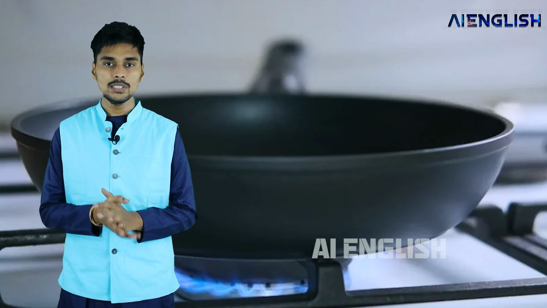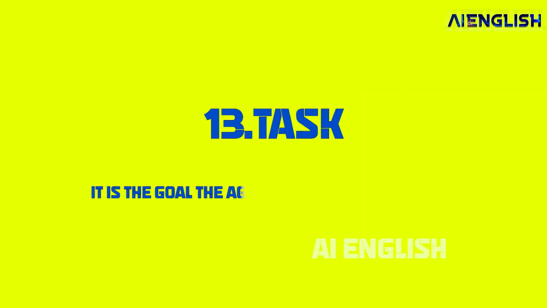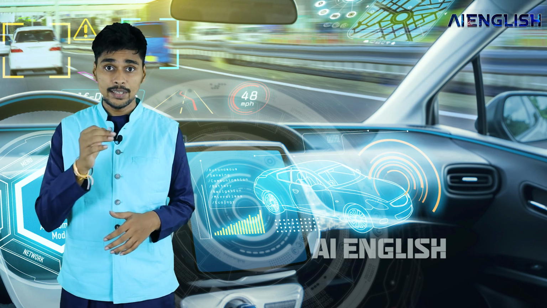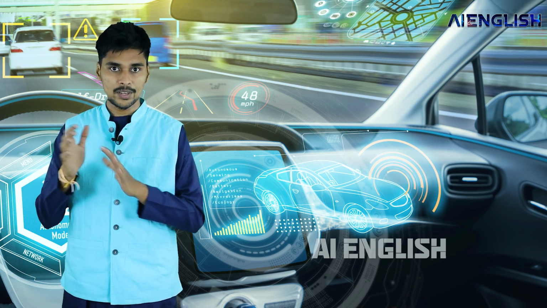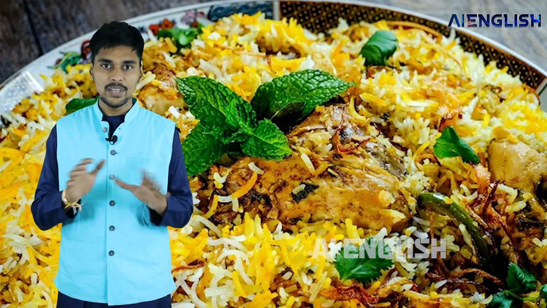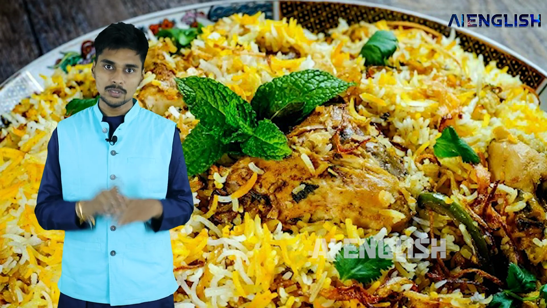And the next terminology is task. It is a goal an agent is trying to accomplish. For example, for autonomous driving cars, the goal is to drive safely to reach the destination. So this is a goal for an artificial intelligence system. In the same way for our biryani example, to complete the biryani in a tasty manner. So that is our goal.